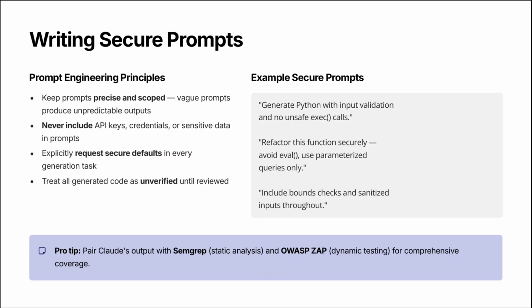To give you some practical examples, instead of a vague command, use a more precise one like generate Python with input validation and no unsafe exec calls, or refactor this function securely. Avoid string concatenation; use parameterized queries only.